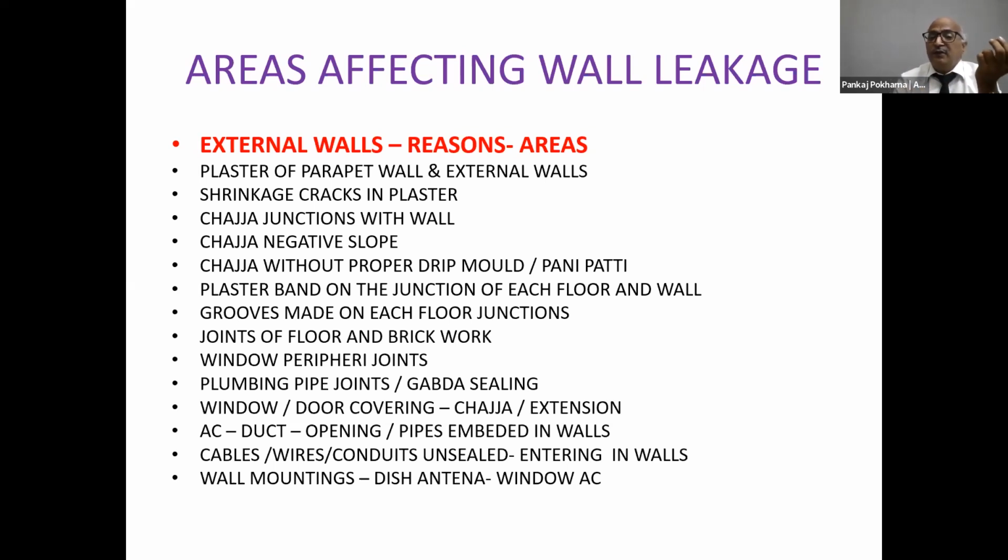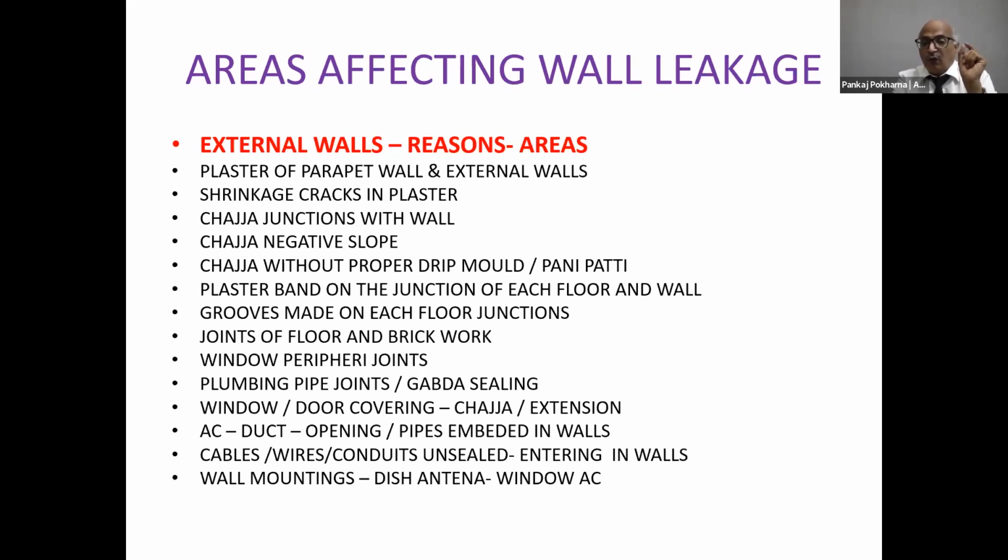Then the chhajja has no drip mold. When a chhajja has thickness, you have to provide a drip mold at the bottom so that water drips directly down. In the absence of a drip mold, the water will run along the bottom of the ceiling and enter the windows below. So the drip mold, or pani patti as we call it in our language, should be there.